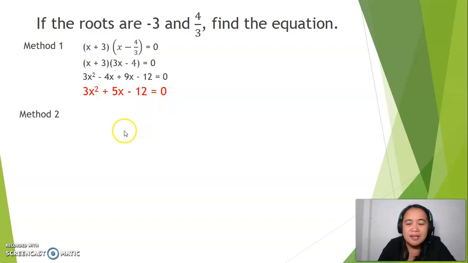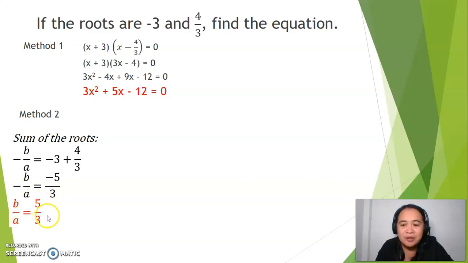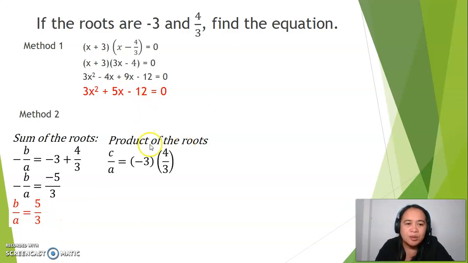Now, considering method 2, let's identify the sum of the roots. So with this, it's negative 3 plus 4/3. We will have negative 5 over 3. So make this positive, so it's b over a. It's positive 5 over 3. Now, for the product of the roots, it will become negative 3 times 4/3. You can cancel 3, so we will end up with negative 4.